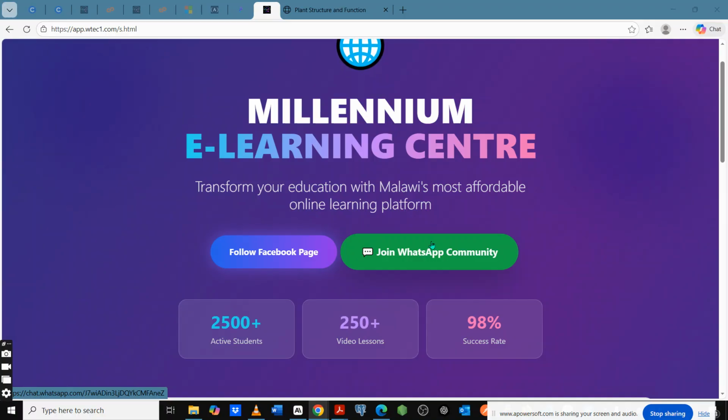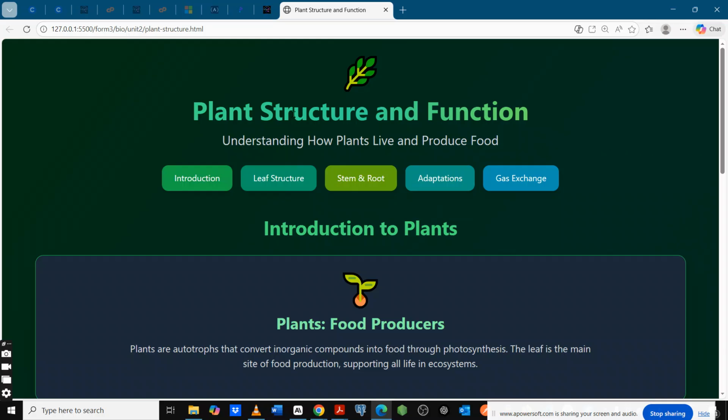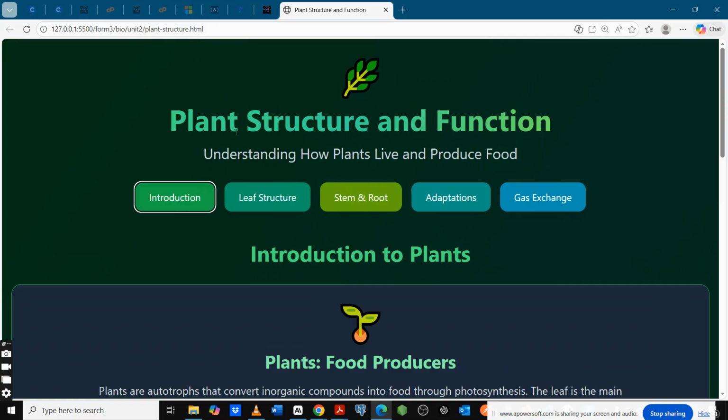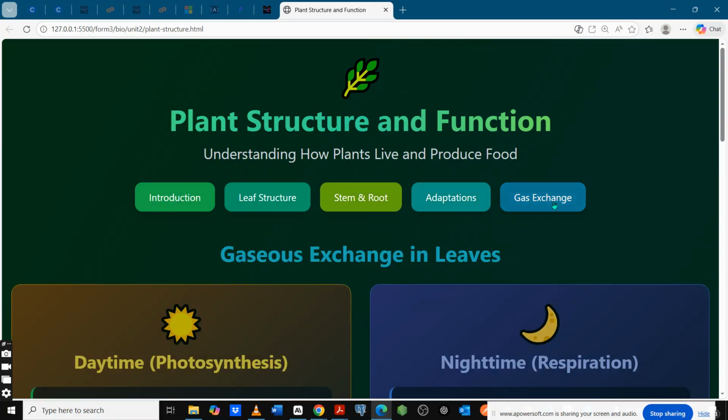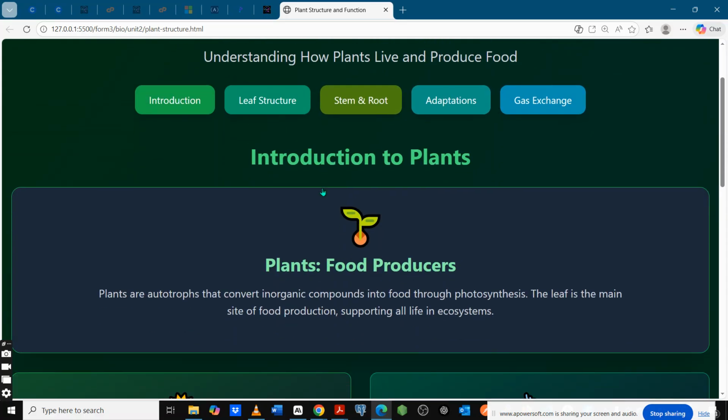This is a free lesson. I want to introduce to you plant structure and functions. This is biology form 3, so I think you're aware of this. In this lesson, there is the introduction, leaf structure, root and the stem, adaptations, and the gas exchange. So let's begin with the introduction.